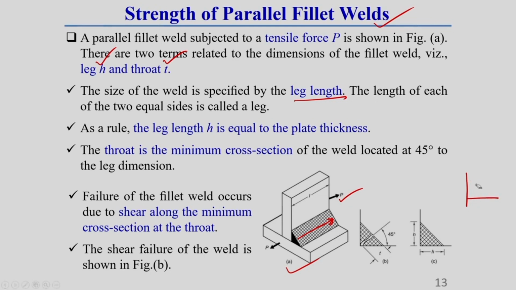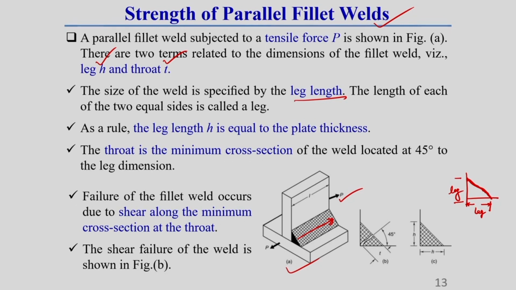Let this be a fillet weld. We know this fillet weld generally has a triangular shape. So, you see from here to here, this is called one leg, and this is called another leg. In case of a fillet weld, we generally consider these two legs equal to each other. Okay, this you should keep in mind.